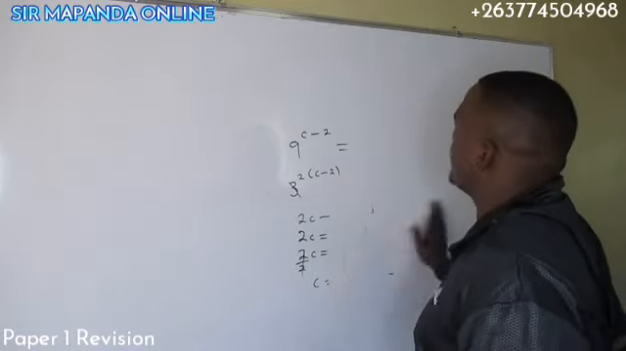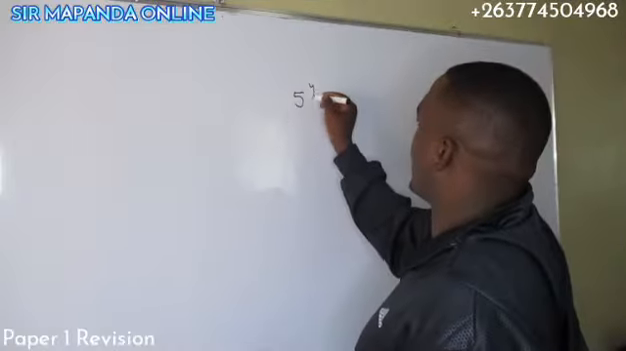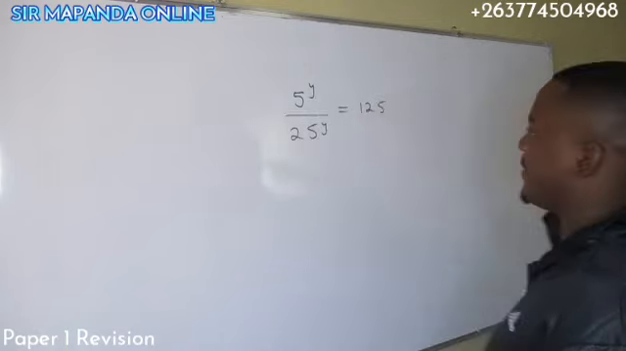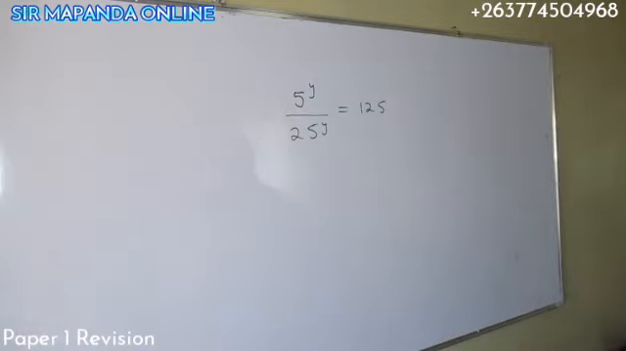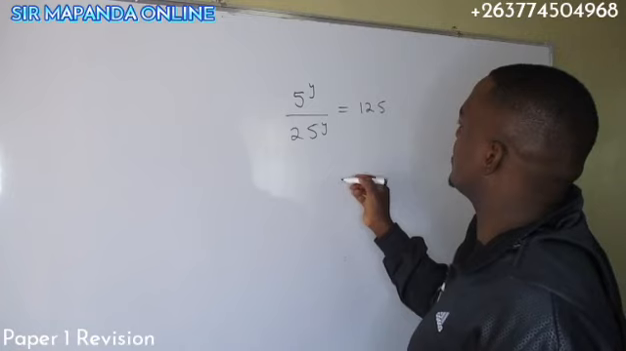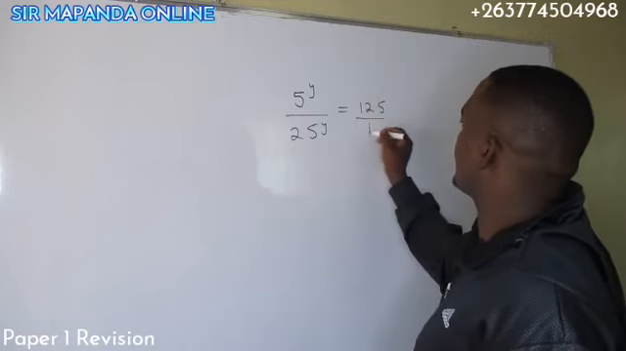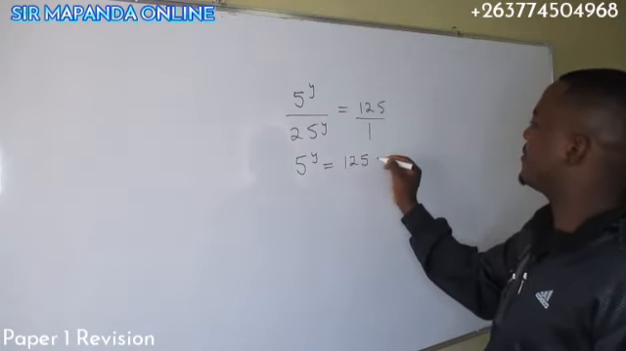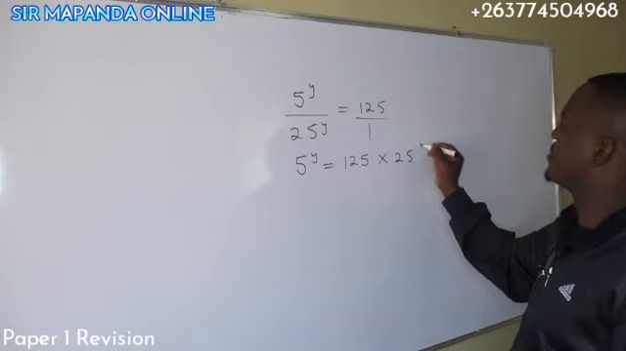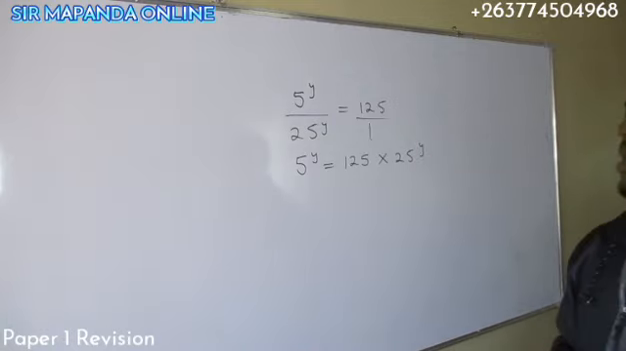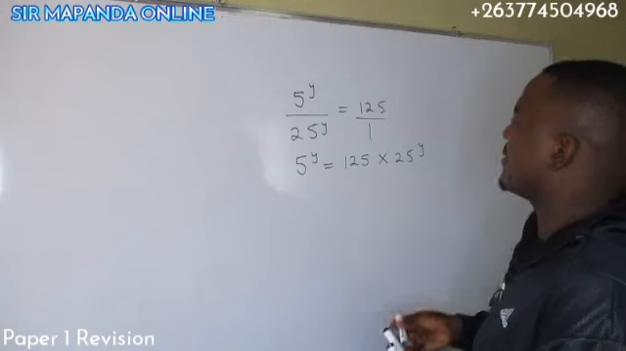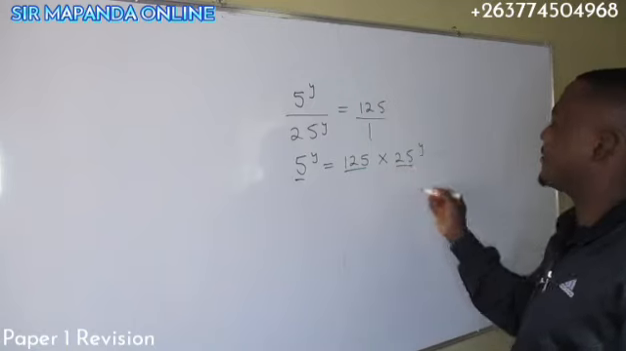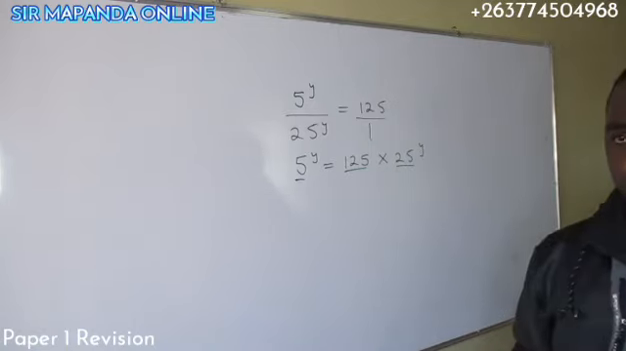Let me find another example. 5 to the power of y divided by 25 to the power of y is equals to 125. And you are being instructed to find y. So what you need to do is, you can start by cross multiplication. First, you get 5 to the power of y is equals to 125 times the 25 to the power of y, something like this. So what I want you to notice is 125 and 25 can be expressed in the same base, which is 5.